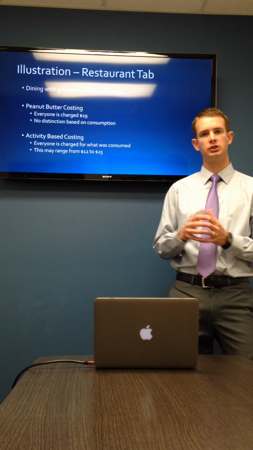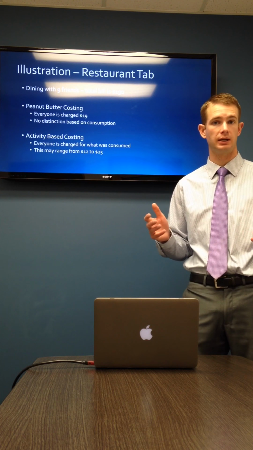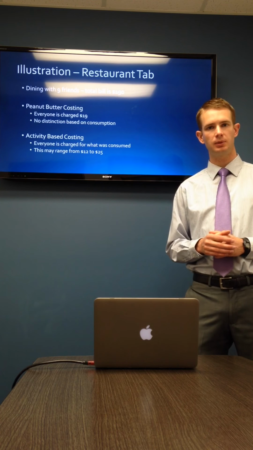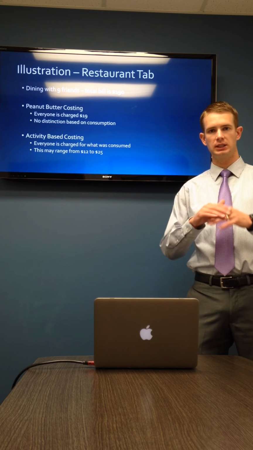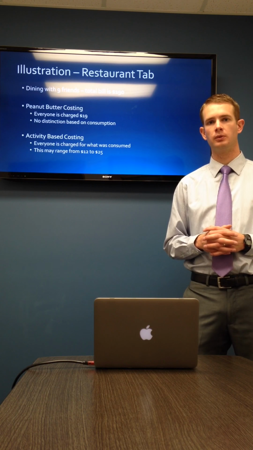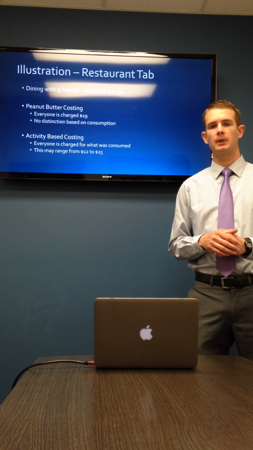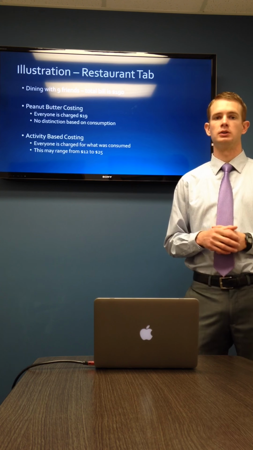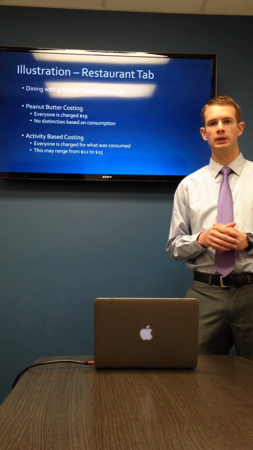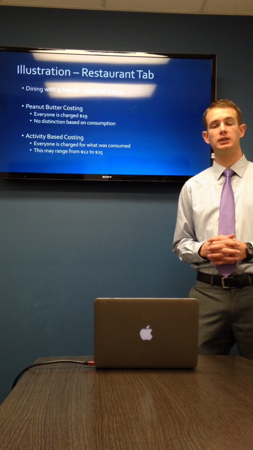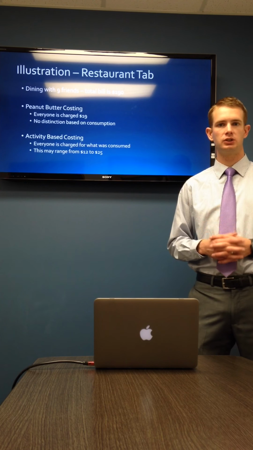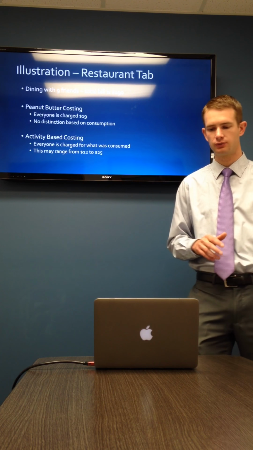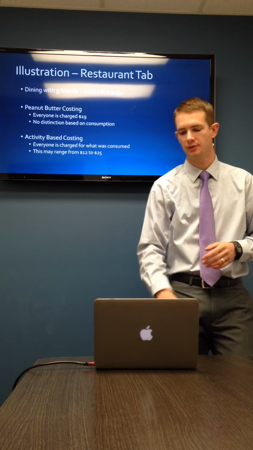For instance, to compare these two, think of dining at a restaurant with 9 friends. The total bill comes to $190. In peanut butter costing, that cost is allocated based on the 10 people who dined and is allocated evenly. So each person will be charged $19. Activity-based costing, however, is actually the method that you're used to. Each person is charged based on their order and consumption. And this could range from as little as $12 to as much as $25 per person.